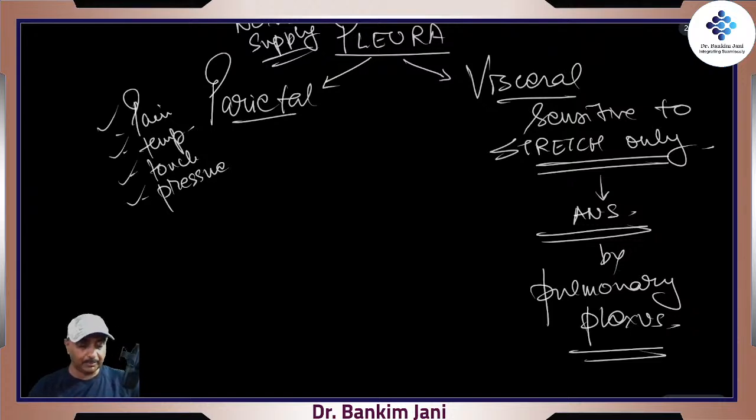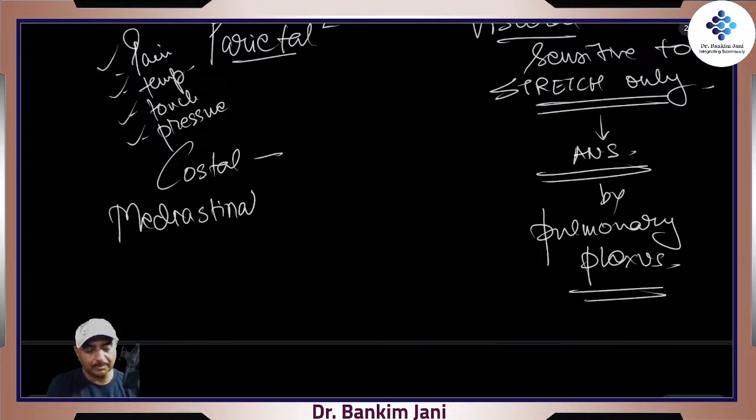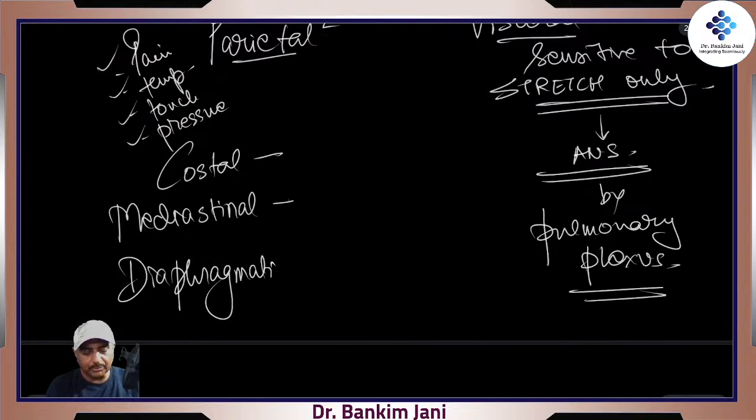But what about the parietal pleura? Do you remember parietal pleura had three parts? There is the costal parietal pleura on the inner part of the thoracic cavity, then the mediastinal parietal pleura, which is medially situated on the mediastinum, and the third one is the diaphragmatic, just above the diaphragm. Parietal pleura covers the entire lung.